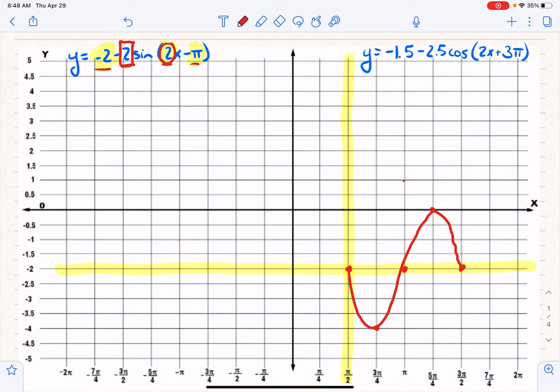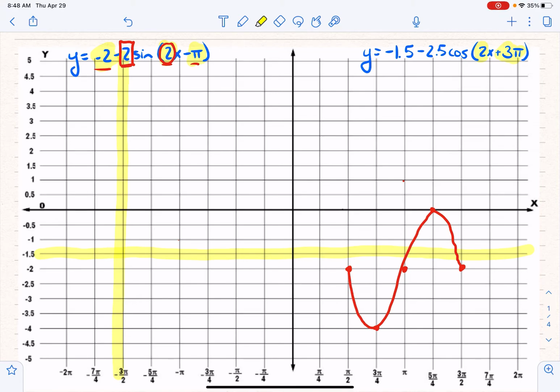Okay, this next one says y equals -1.5. So here, I'm going to go ahead and get rid of these, and I'm going to show you where my new axis is going to be. -1.5, so here's the new x-axis. I factor out this 2, and that changes this 3 pi to 3 pi over 2, but it's a negative shift. So it goes all the way back to here. So there's my new origin.